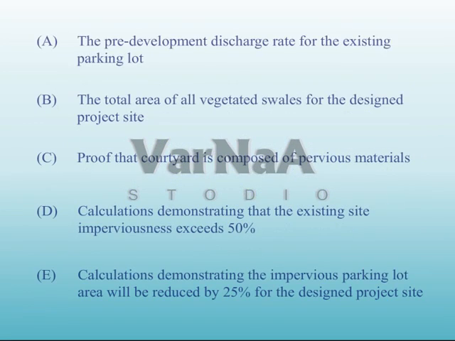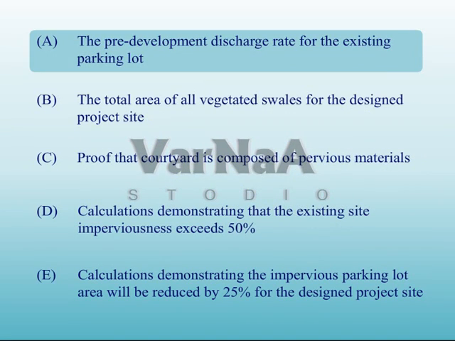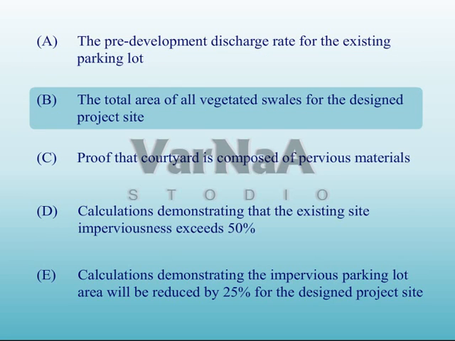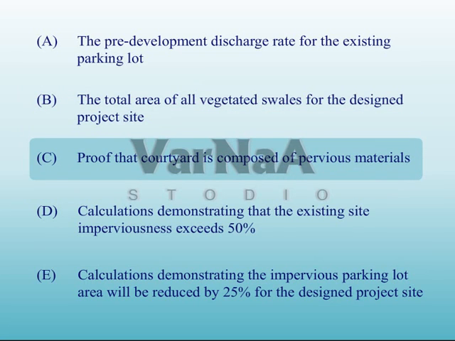Select 3. A. The pre-development discharge rates for the existing parking lot. B. The total area of all vegetated swales for the designed project site. C. Proof that the courtyard is composed of pervious materials. D. Calculations demonstrating that the existing site imperviousness exceeds 50%. And E. Calculations demonstrating the impervious parking lot area will be reduced by 25% for the designed project site.